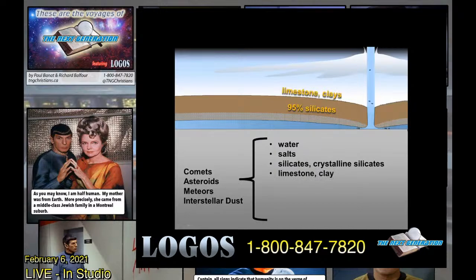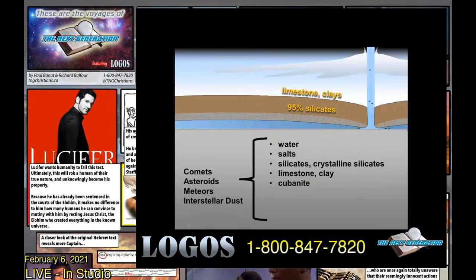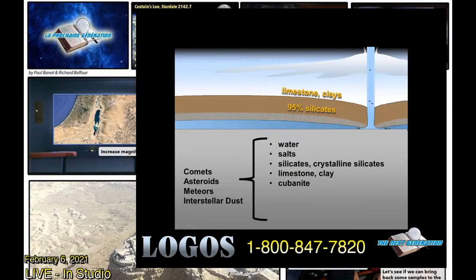In 2011, the mineral cubanite was reported in comet Wild 2. Cubanite only forms in scalding hot water between 122 and 392 degrees Fahrenheit, but comets do not reach these temperatures even at their cores. Comets, asteroids, and meteors contain olivine, which is a common mineral of Earth's crust and mantle.